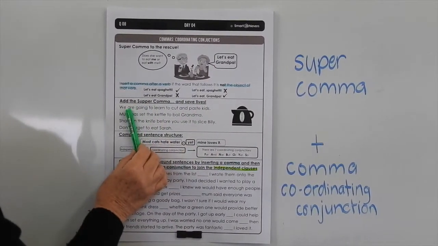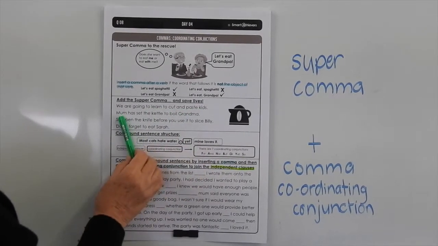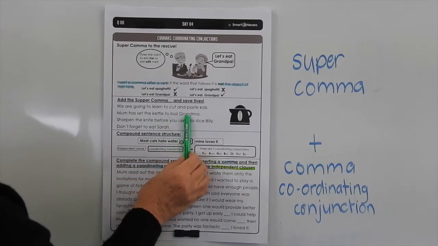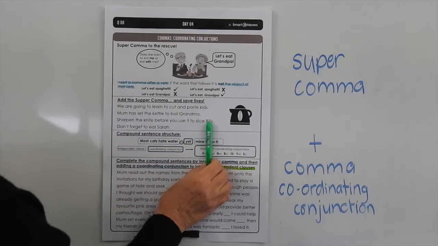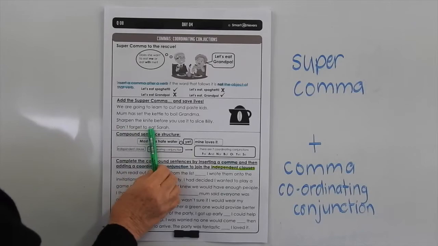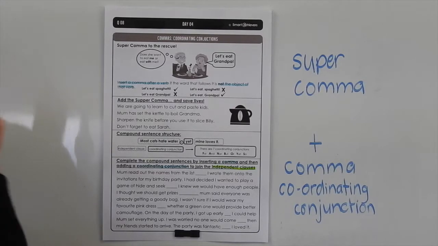So let's read it without the comma. We're going to learn to cut and paste kids. Mum has set the kettle to boil Grandma. Sharpen the knife before you use it to slice Billy. Don't forget to eat Sarah. So the comma becomes very important because otherwise the meaning is changed.